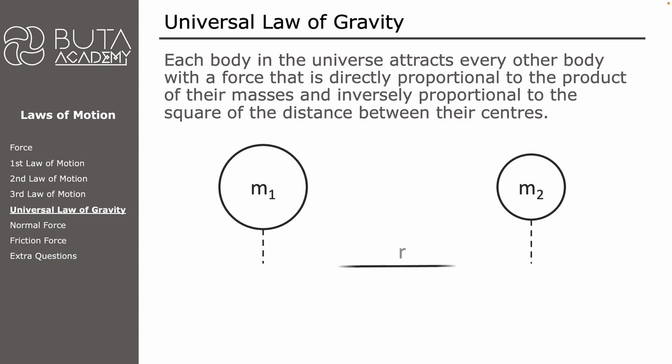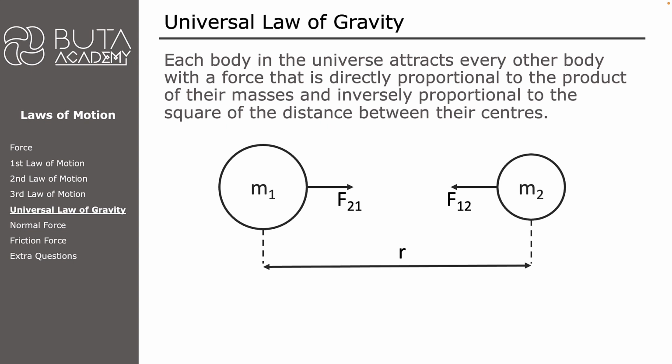Let's consider r as the distance between the centers of these two objects. The universal law of gravity states that the object with the mass m1 will attract the object of mass m2 with a force of F1 on 2. At the same time, the second object m2 will attract the first object m1 with a force of F2 on 1. These two forces together make an action-reaction pair. As we recall from the third law of motion, these two forces are equal in magnitude but opposite in direction.